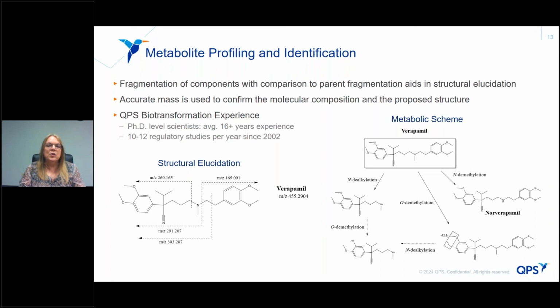But what you should know is that while we have very good hardware and we have very good software, really the heart of the biotransformation group is the experience of the actual scientists themselves. We have 4 PhD level scientists, and average is 16+ years of experience in either biotransformation or at least in pharmaceutical sciences. And QPS itself has been doing 10 to 12 regulatory studies per year since 2002.